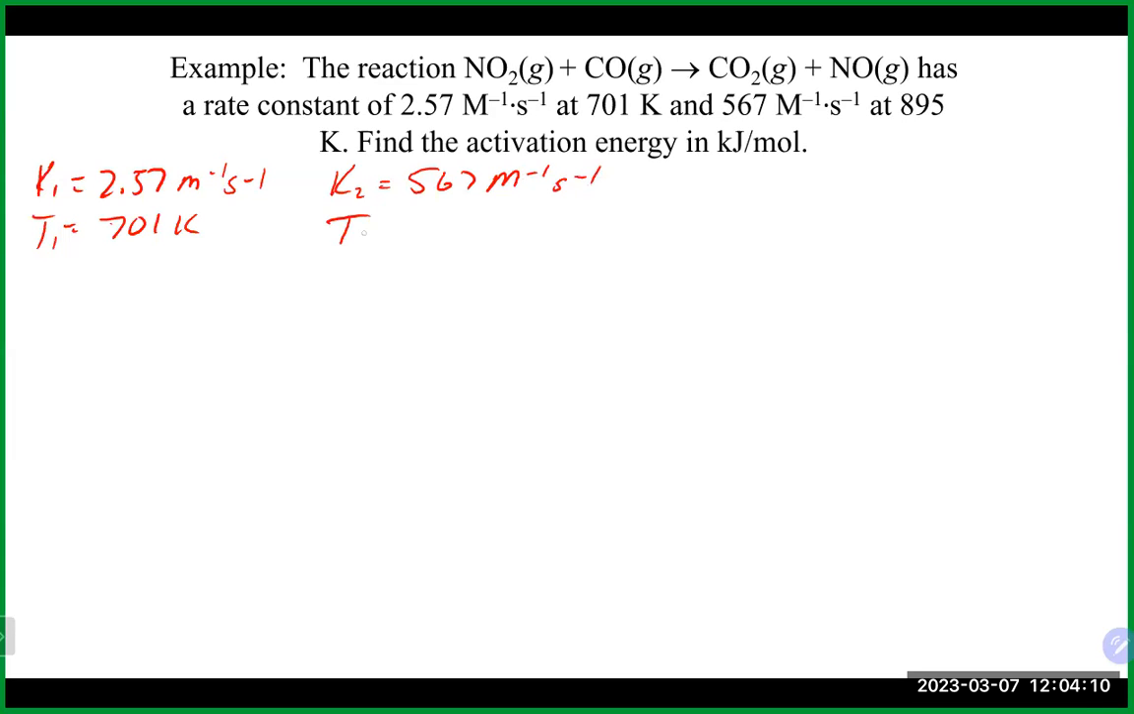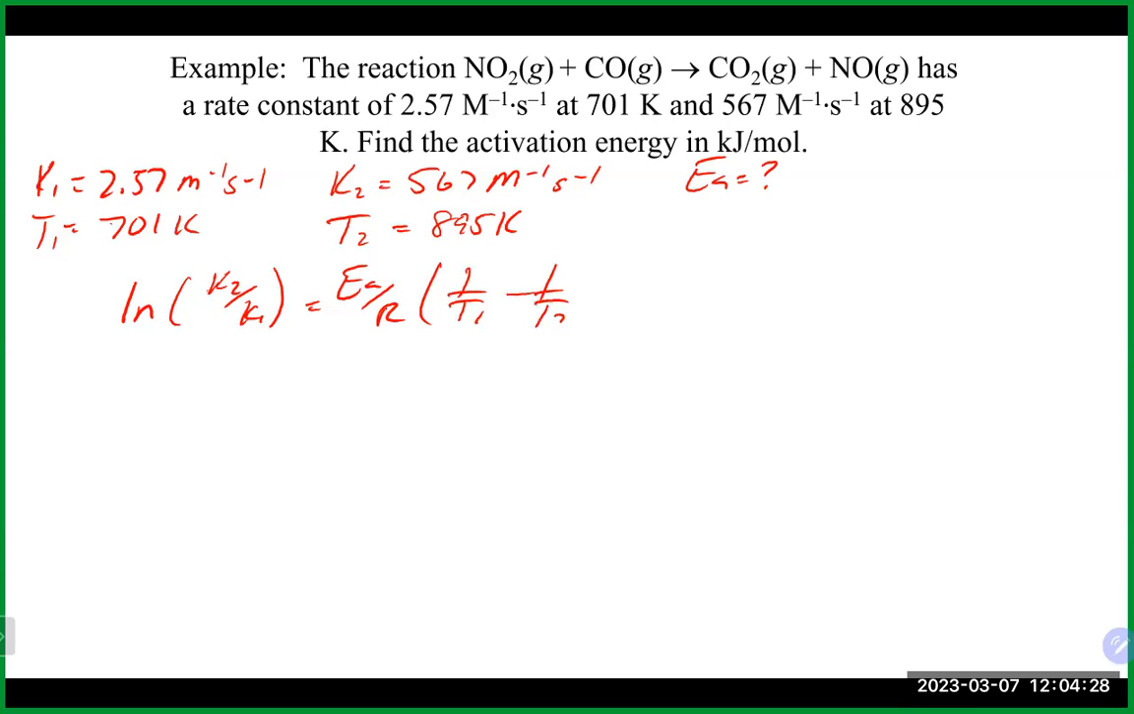And that's our temperature there of 895 Kelvin, also converted. We're looking for the activation energy here, so we could use our 2-point version we just saw there: natural log of K2 divided by K1 equals E_A over R, times 1 over T1 minus 1 over T2 in this case.